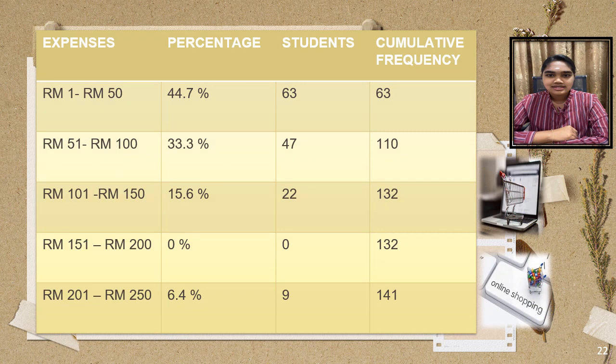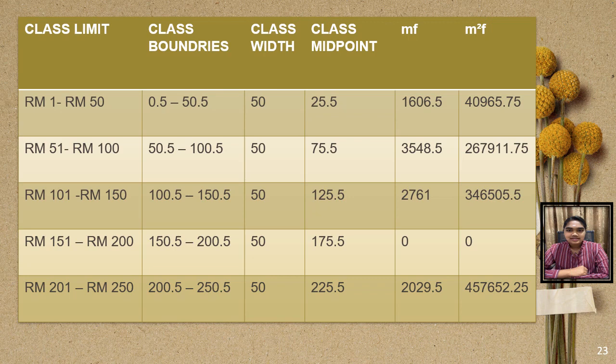With the help of the bar chart, we can get the percentage, the number of students, and the cumulative frequency for each and every class. From the previous table we can get the class limit. Each option is the class limit. Next, let us move on to the class boundaries and class width.